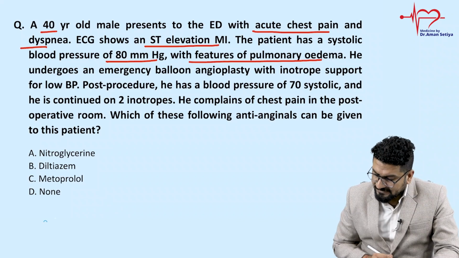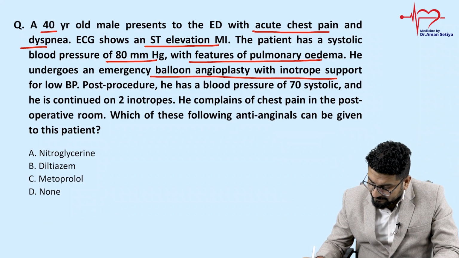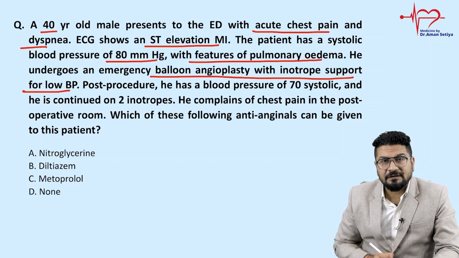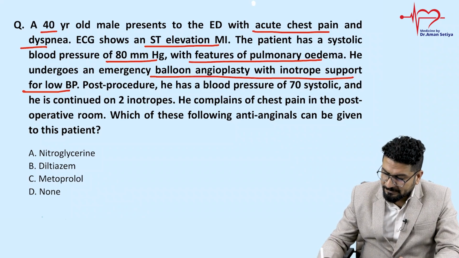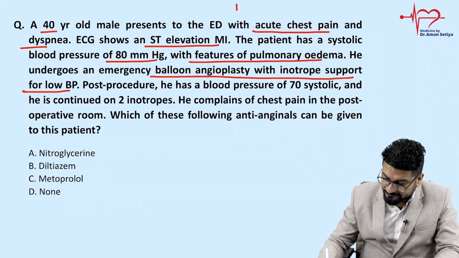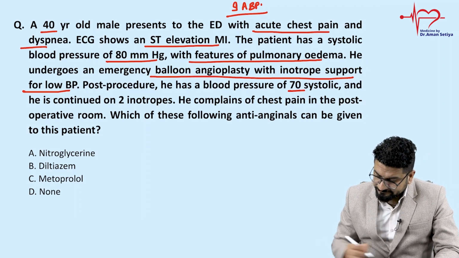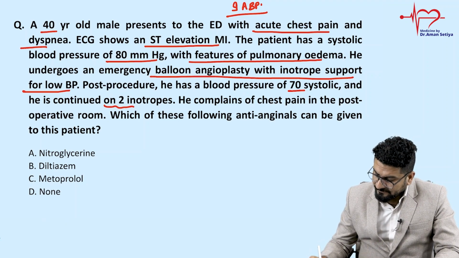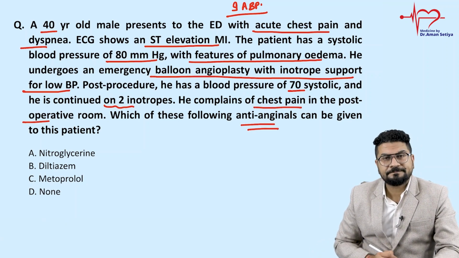He undergoes an emergency balloon angioplasty with inotropic support for low BP. Basically it is intra-aortic balloon pulsation, which is used to increase the BP. Post-procedure he has a blood pressure of 70 and is continued on 2 inotropes. He complained of chest pain in the post-operative room. Which of these anti-anginals can be given to the patient?